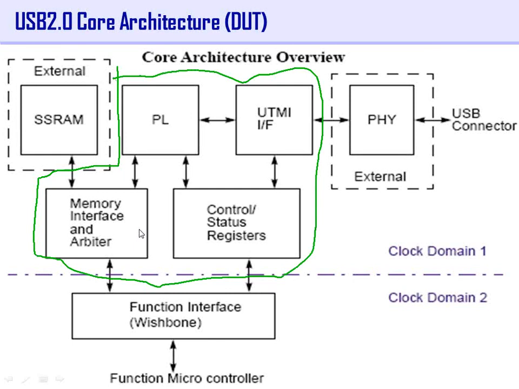Any doubts here? This is not my core. This is also not my core. Function interface is also not my core. So totally, how many interfaces do you see for that green block? Three.